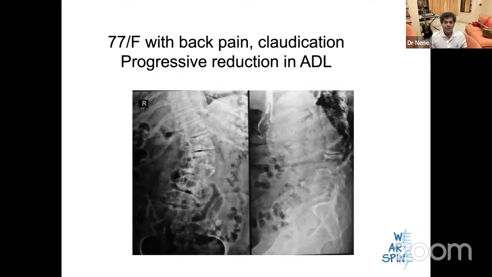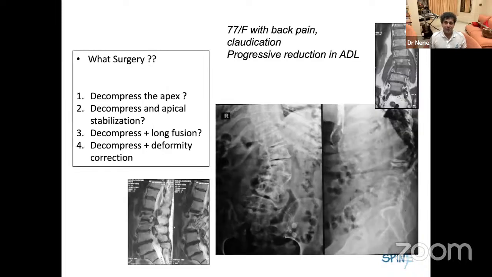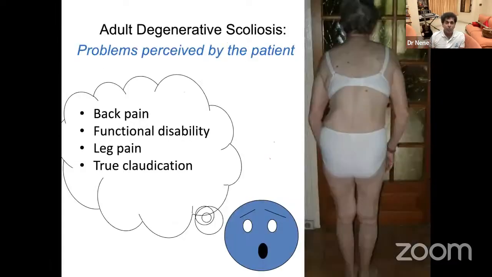Now, here is a case in point. This is an elderly lady, osteoporotic, with significantly advanced degenerative scoliosis. And she comes with a progressive reduction in her activities of daily living. The question that you as a surgeon who's going to treat her will ask yourself: should I do a decompression? Should I do only an apical decompression? Should I do stabilization? Should I fix long? Should I try to correct the deformity? Now, how do you think through this?